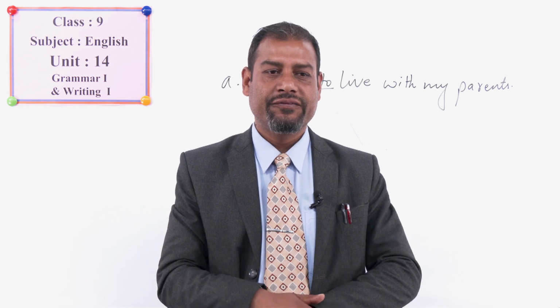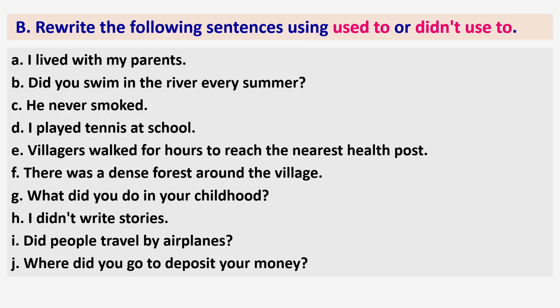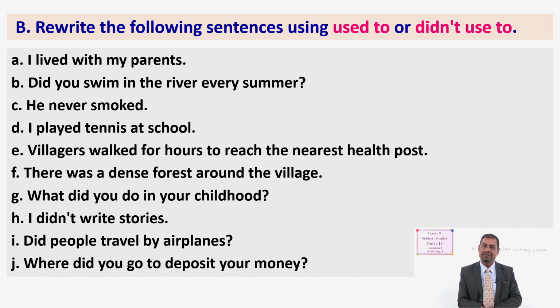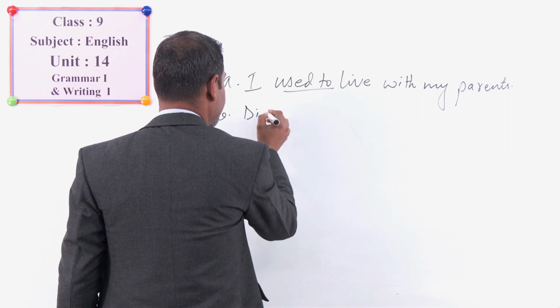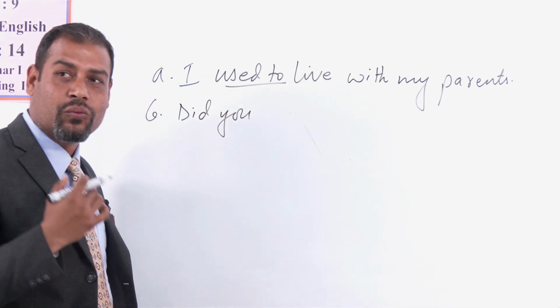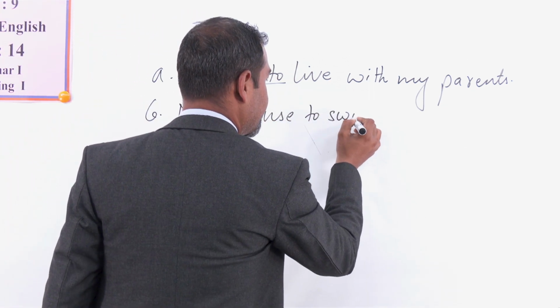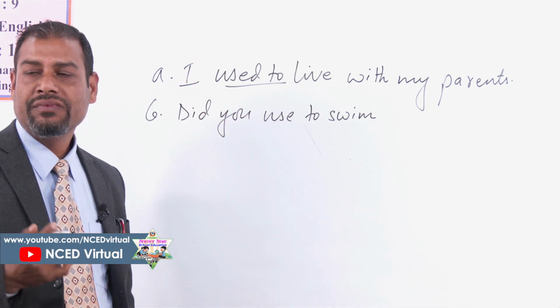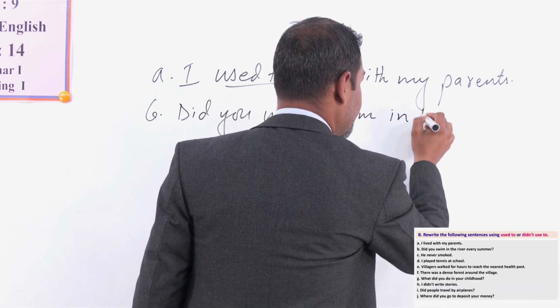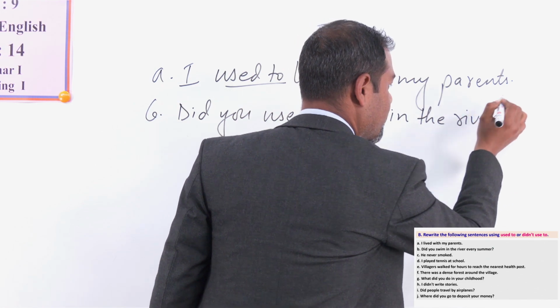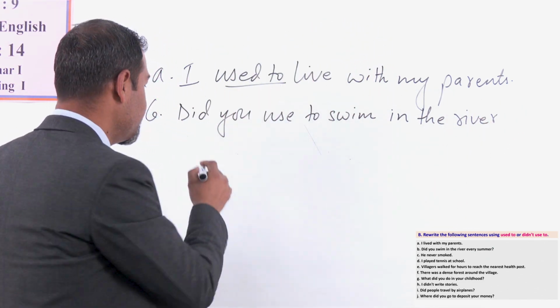I hope you might have finished B and C. So will you share your writing with me? "Did you swim in the river every summer?" So what can be your correct expression? Now you have to write it down again in question form. Now simply you can say, "Did you," then what do you write there? Yes, "used to swim," S-W-I-M. "Did you use to swim in the river?" Good job. In the river every summer. Yes, you are right.